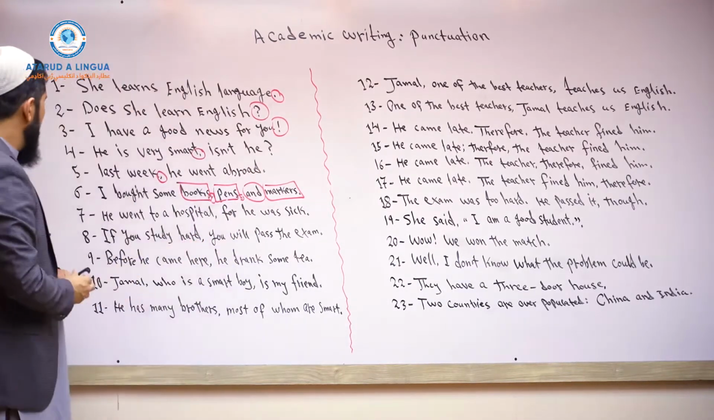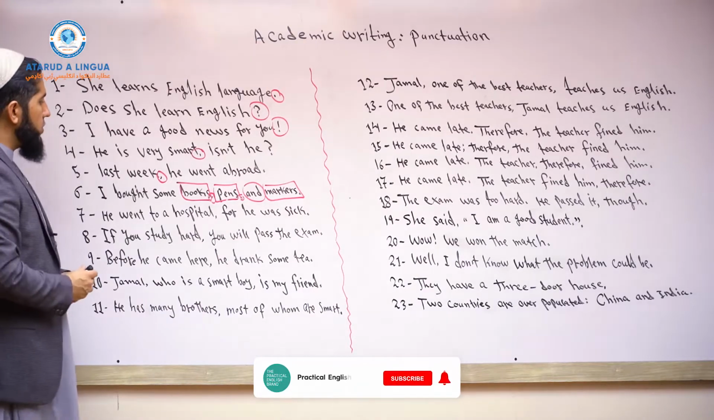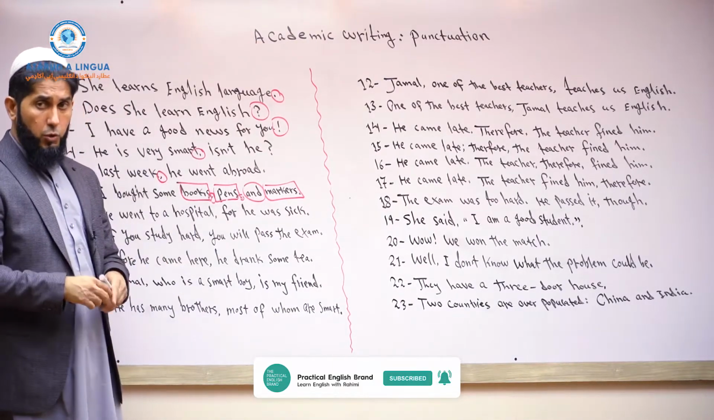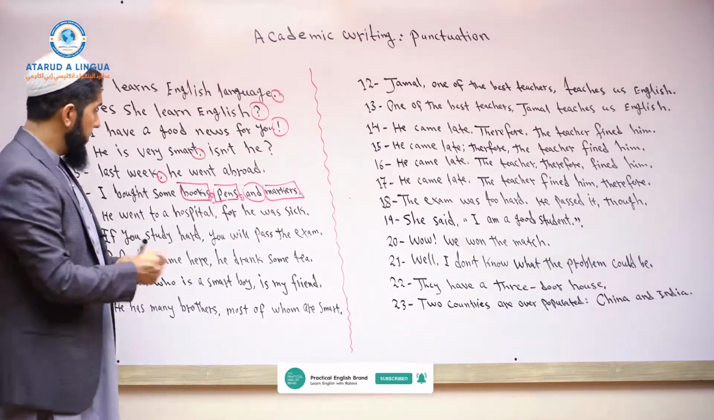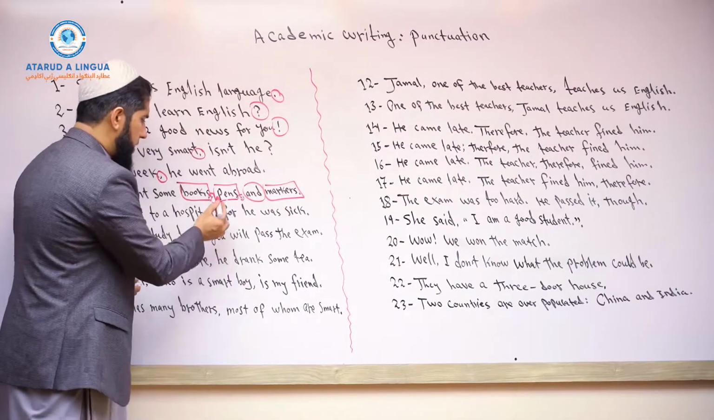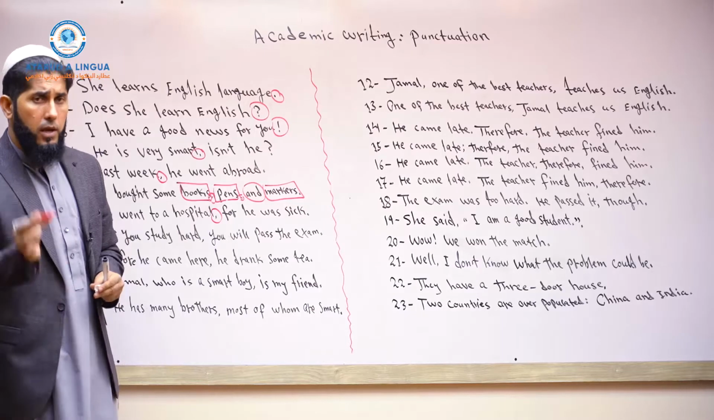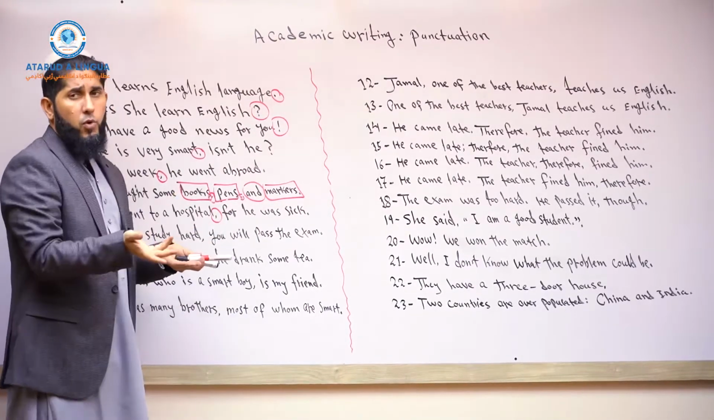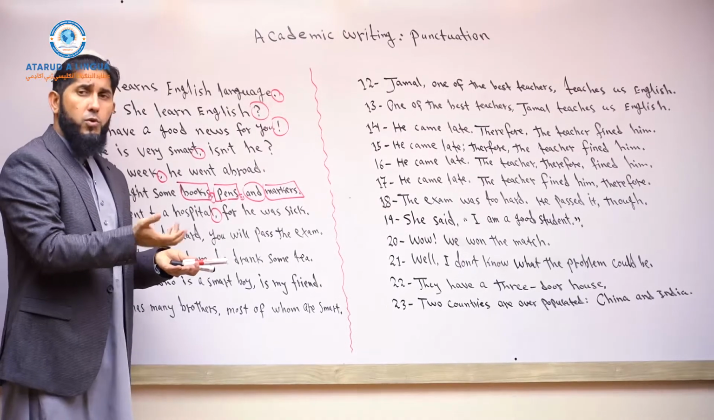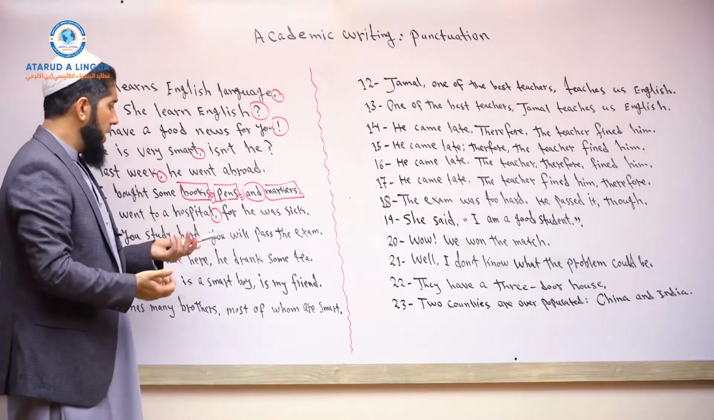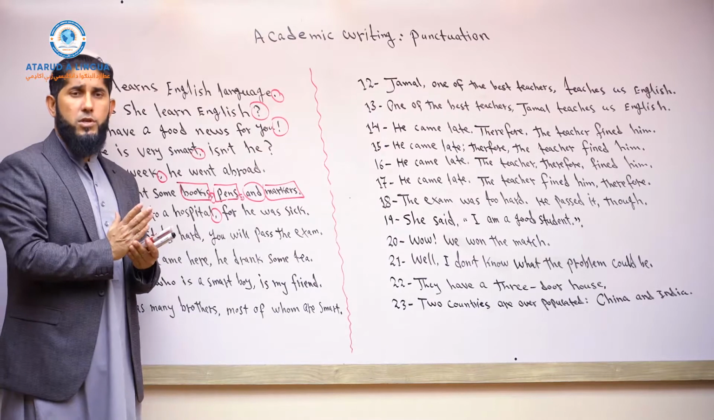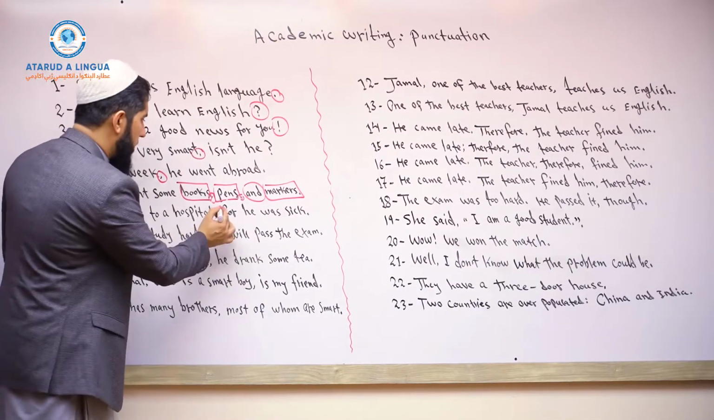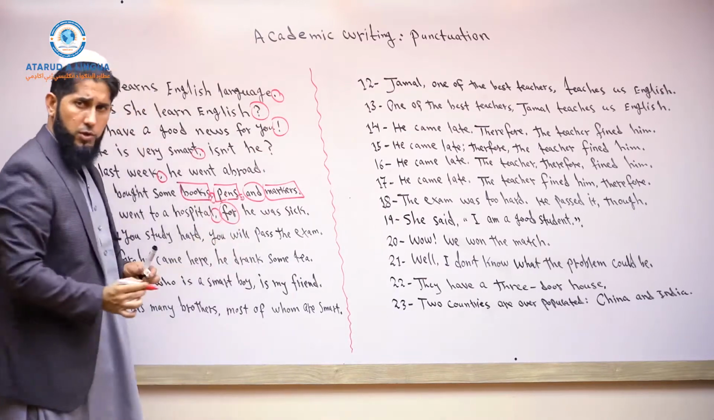Okay? Number 7, he went to a hospital for he was sick. Don't forget that you need a comma in compound sentences. And what kind of sentences? Compound sentences. I'm not teaching you these grammatical points. I'm just giving you the instructions here, okay? So fanboys conjunctions are used in compound sentences. For is one of them, one of those fanboys conjunctions.